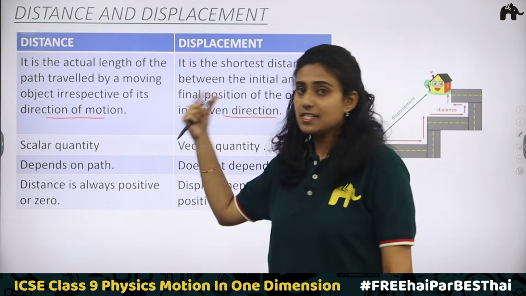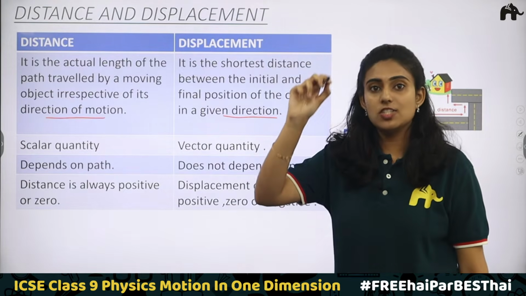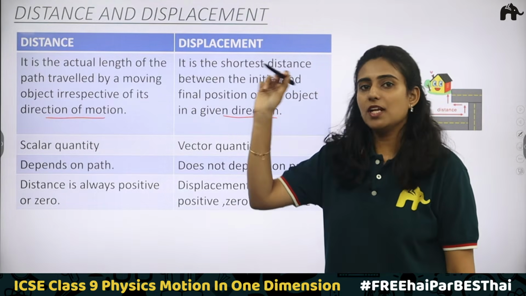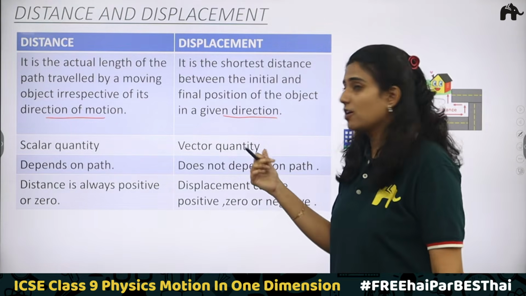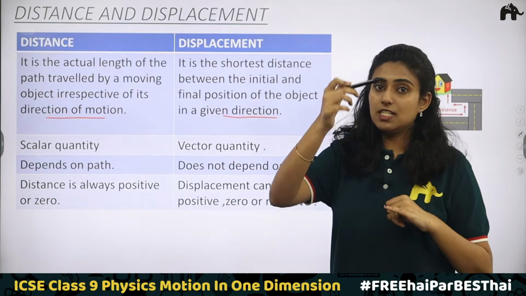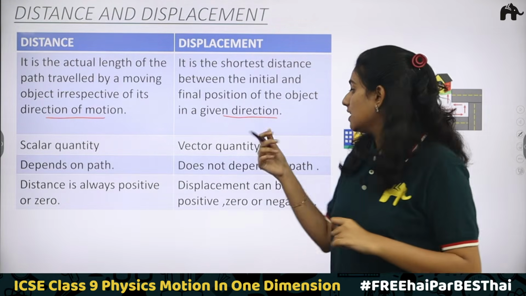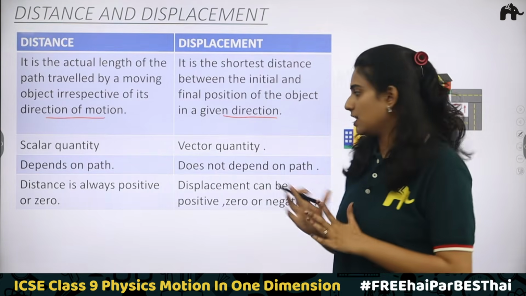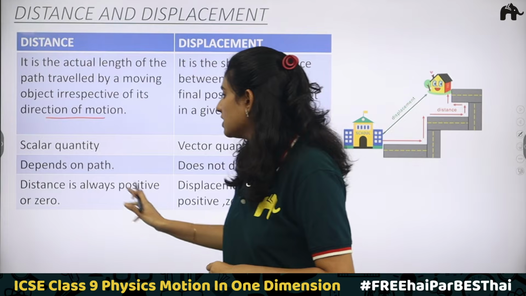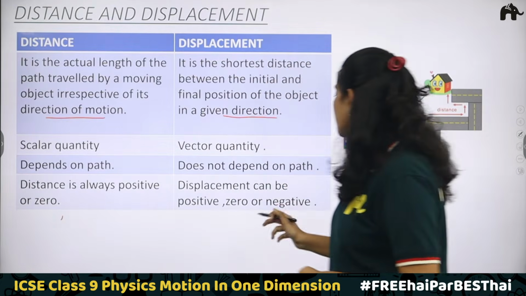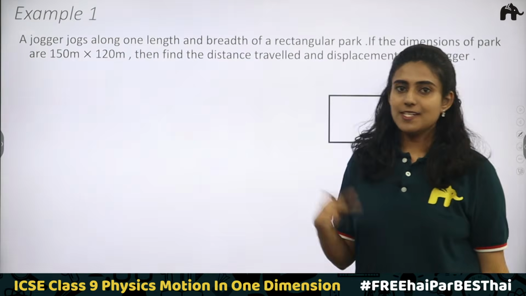We have said in the first case, starting from home to church, church to library, library to school. So what about displacement? It doesn't depend on whether the boy has passed through the church and then through the library or has taken the other path. It is only dependent on the initial and final position. Therefore, it does not depend on the path. Distance is always positive or 0. Displacement can be positive, negative or 0. Clear? Let us now take an example.